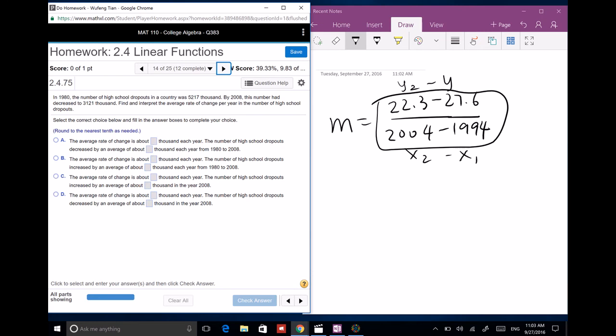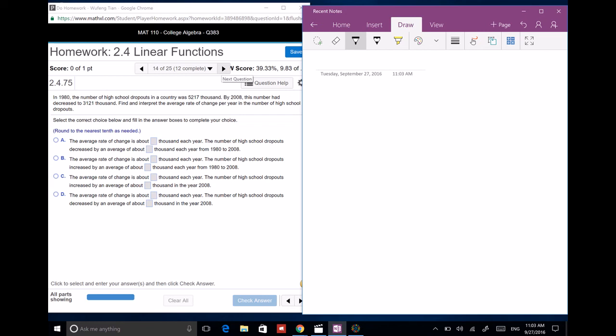In 1980, the number of high school dropouts in the country was 5,217,000. By 2008, it had decreased. Find and interpret the rate of change per year in the number of high school dropouts. So, M equals Y2 minus Y1. Y2 is 3121. Y1 is 5217. X2 is 2008, and X1 is 1980.